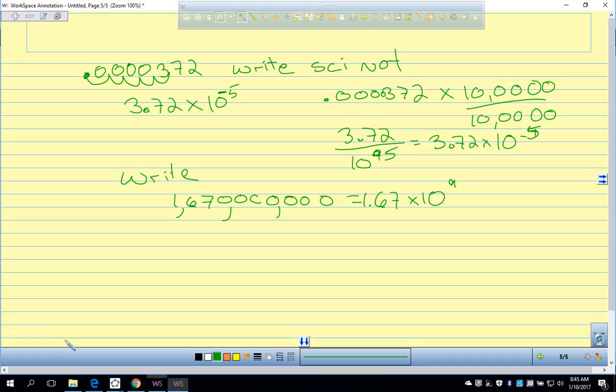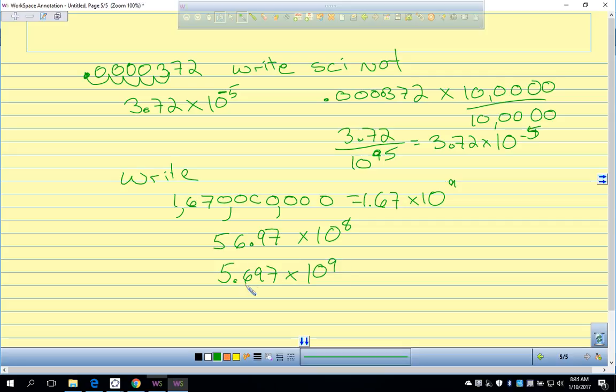So, how about this? What if I had something like this? 56.97 times 10 to the 8th. And I say, rewrite that in proper scientific notation, because that's not really proper scientific notation. How do I change that into proper scientific notation? Go ahead, Ben. 5.697 times 10 to the 9th. Very good.